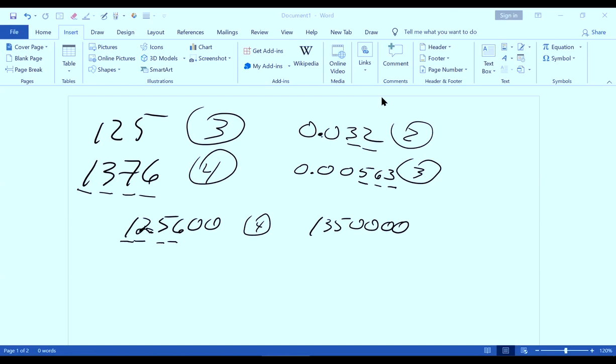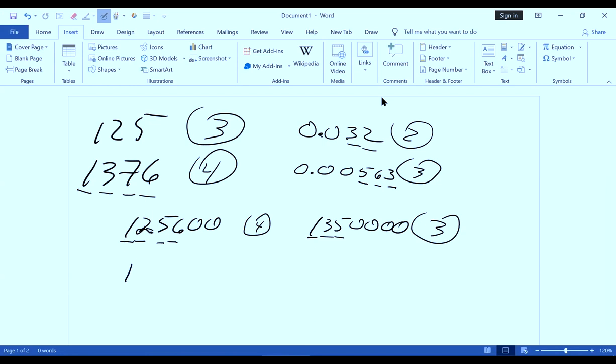And the question is, how many significant figures in this number? Well, non-zero numbers are always significant. Zeros at the end without a decimal, and there's no decimal point, get your magnifying glass and you'll see it's not there, are never significant. So this would have three significant figures.